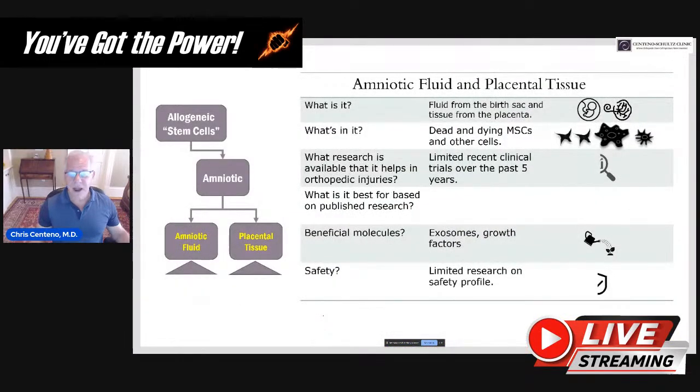And then finally, we've got amniotic fluid and placental tissue. Again, same thing. These are all dead cells when they come out, limited research. We don't know what it's good for. It may work through its exosomes and growth factors, and there's limited research on safety profile.